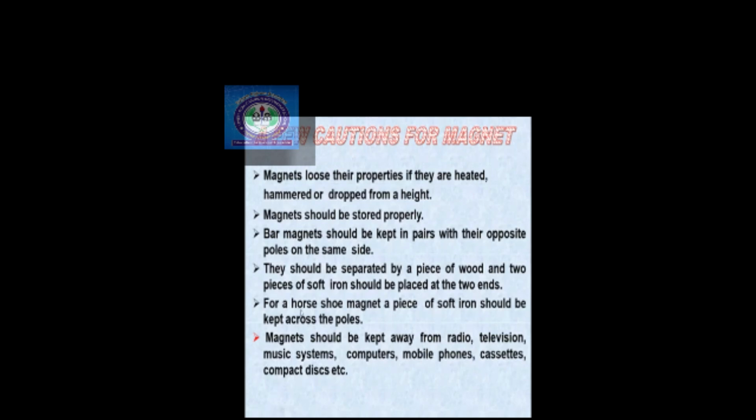Then for a horseshoe magnet, a piece of soft iron should be kept across the poles. A small piece of soft iron should be near the poles. A magnet should be kept away from the radio, television, music system, computers, mobile phones, cassettes, compact discs, that is CDs. You should keep these things away from the magnet so that the magnet cannot lose its power.